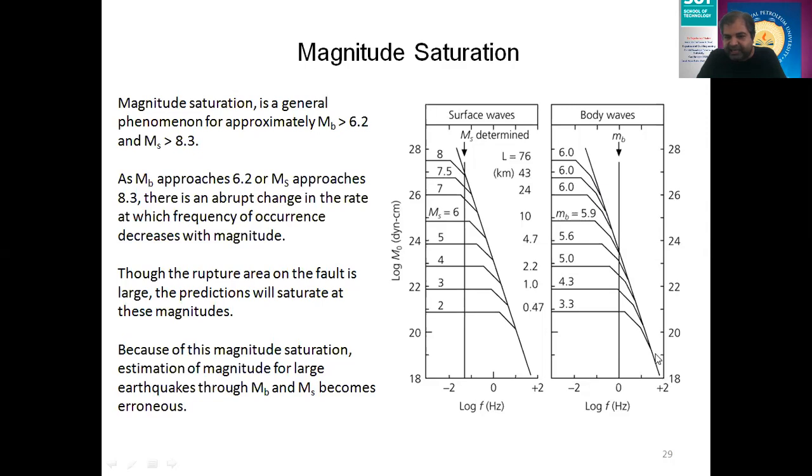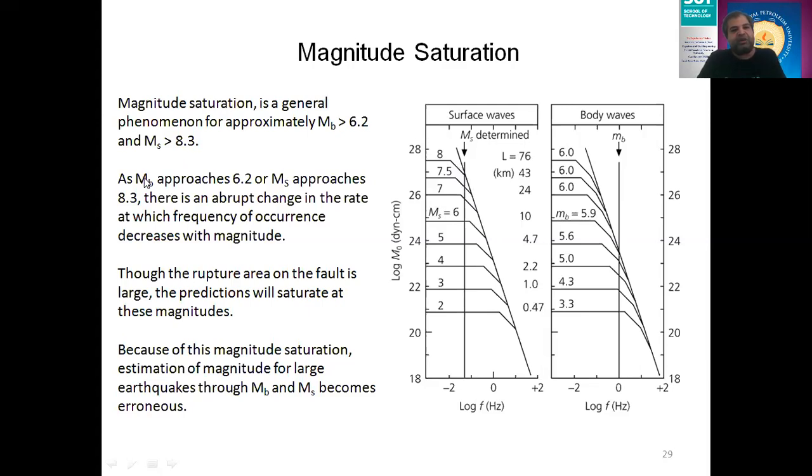You can see this is a linear line, but after some point it becomes flatter. The magnitude is almost 6.2, so beyond 6.2 the body wave magnitude cannot give a higher value. At the same time, for the surface wave magnitude, this saturation comes at the magnitude level of 8.3, right? You can see it in the graph.